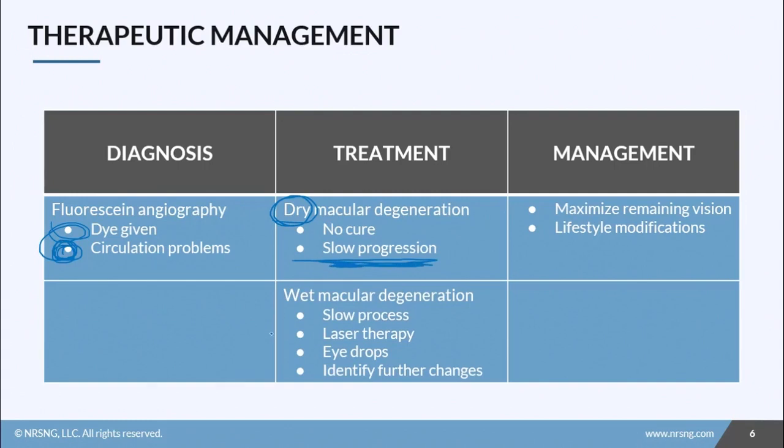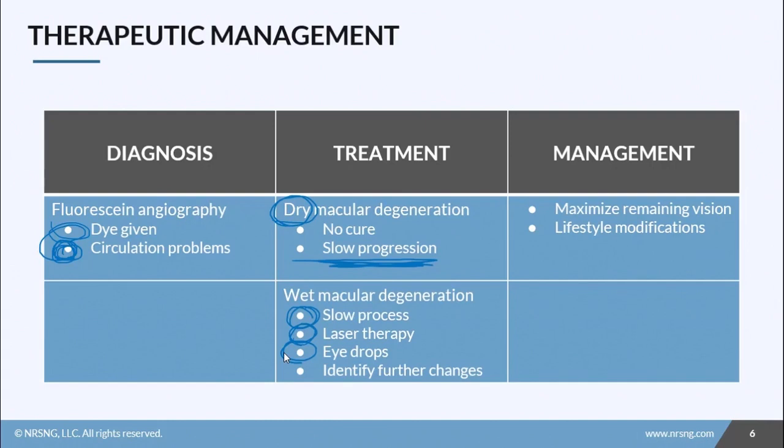Wet macular degeneration is a little bit luckier. We are trying to slow the process as well, but there is laser therapy, which helps kind of zap those leaking blood vessels and seal those up, and that helps limit the extent of the damage. Eye drops can also be given in wet macular degeneration, such as Lucentis, and this helps prevent the growth of new blood vessels in the retina.